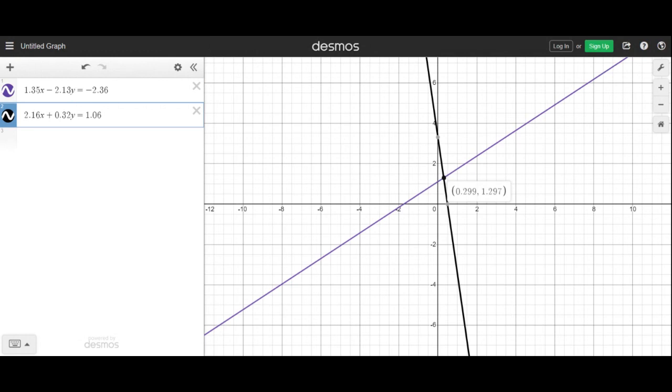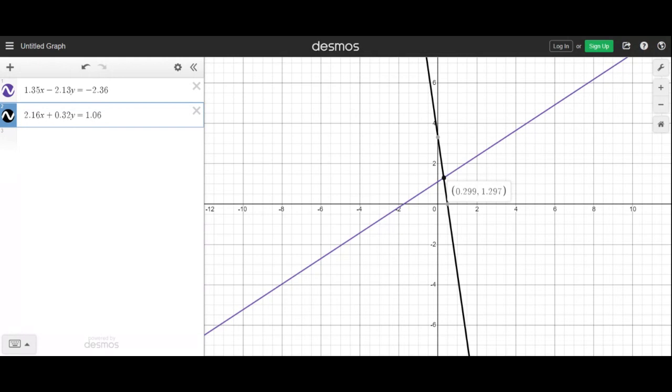And so you can see here, if we keep 2 decimal places, because that's what the original equations had, that would give us 0.30 as our x value and 1.30 as our y value. And that's all there is to it if we're using the graphing method.